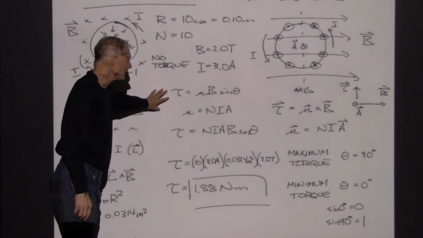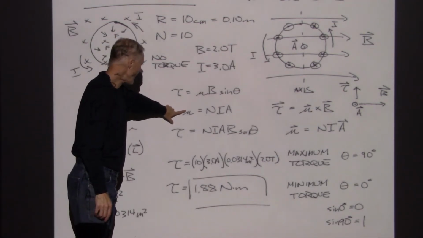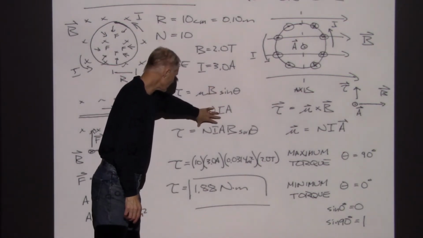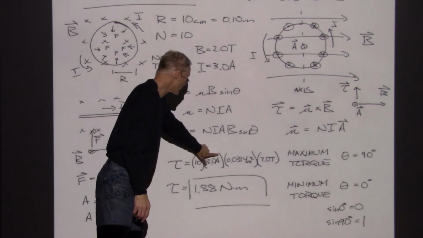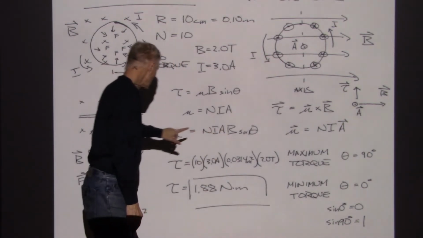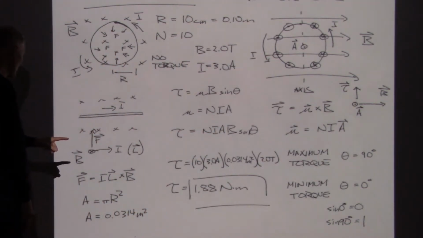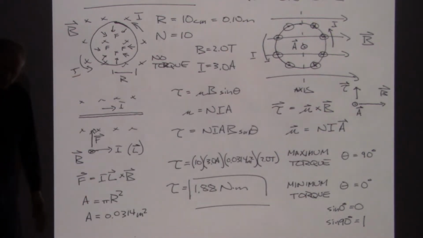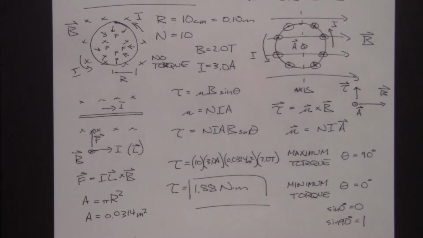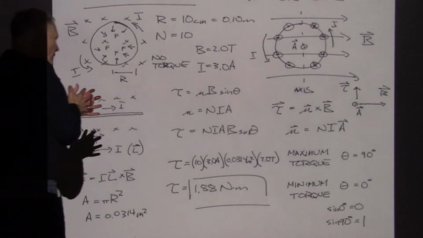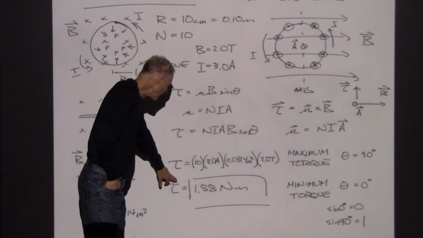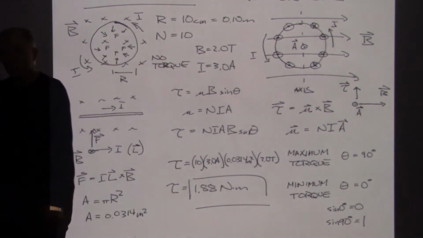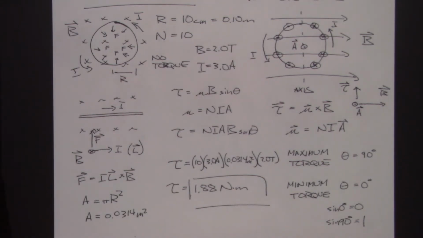So the magnitude here, let's see. The magnetic dipole is going to be given by N times I times A. We can substitute that in. And now I'm just putting the numbers in. The area, did I calculate the area somewhere? Here we go. The area is pi r squared, so the area is 0.0314 square meters. Putting all of those numbers together predicts a torque of 1.88 Newton meters. So there you go. That's how we're going to design our electric motor.